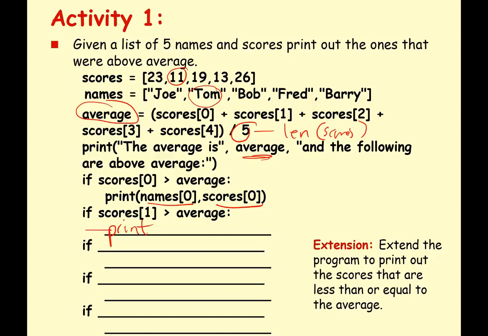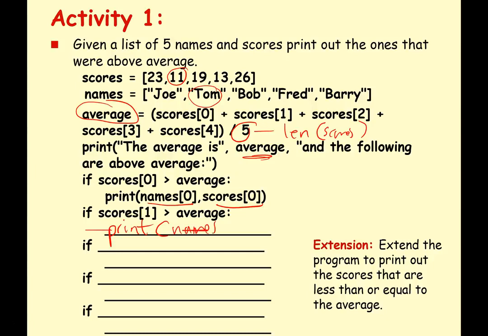So we're going to say print, we're going to have some brackets. And what are we going to have here? Well, we know we're looking at the second set of data, so that's 11 and Tom. So that's going to be scores. Oh, not scores. We're going to use name first, just like the last one.